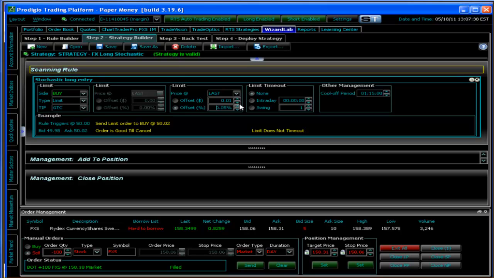And in order to get an idea of what it's actually going to do, we've provided this example pane. And this is one of the most important parts of this parameter builder. It says, for example, rule triggers at $50. Now we picked 50 just as a general representative number. This could be anything. This could be $158.35. It could be $21.28, whatever that was. But it says, for example, if it triggers at $50, and I have selected here the percentage-based offset, 0.05%, it's going to send a limit order to buy at $50.02. It allows you to get an idea for what happens here when I tweak these offsets.